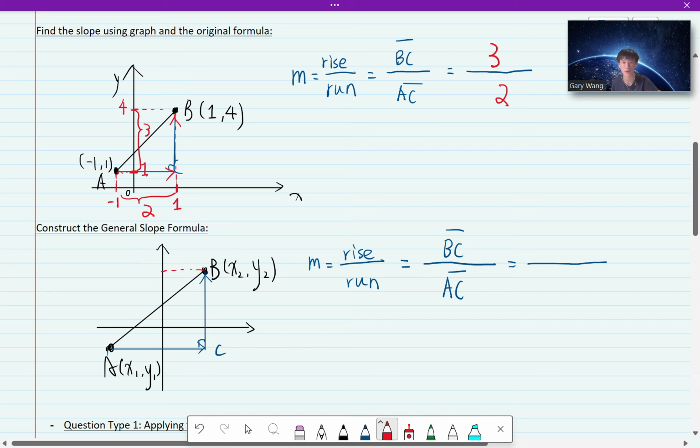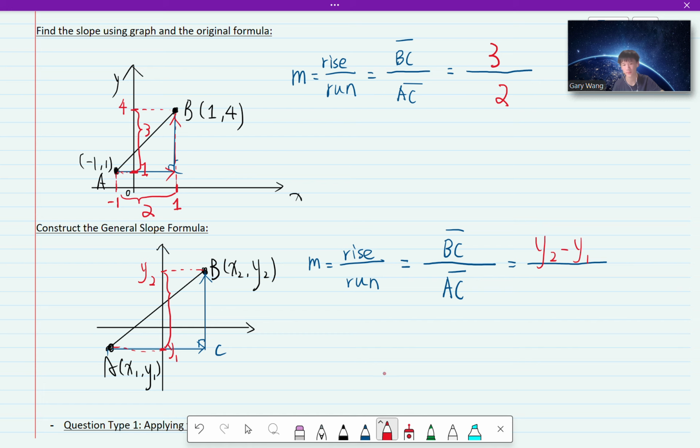Same strategy for point B, we have a y value of y2, and for A, we have a y value of y1, and these values are declared by us. And we can see that the distance between point B and point C is still exactly the same as the distance between y2 and y1 on the y-axis. And the distance between them, if we think about it, would just be y2 minus y1.